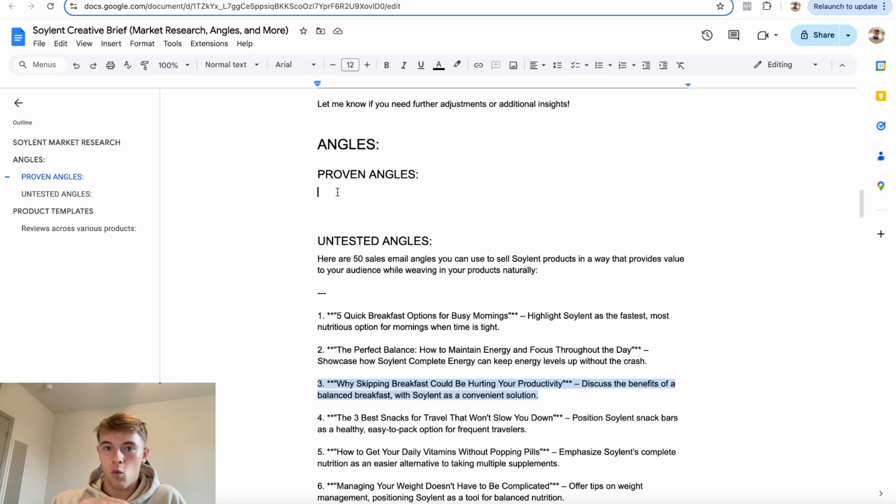And then what you want to do is, as you're coming up with angles for the next month, you want to use your winners and then use a new prompt to iterate off of it. So let me show you guys exactly what that might look like.